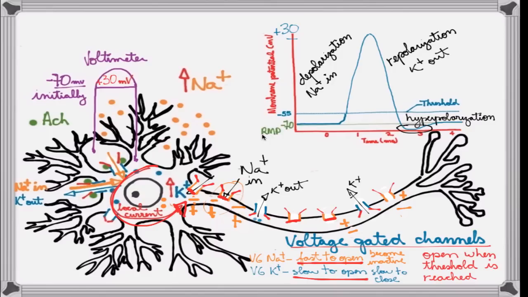And then as I have the local current reaching the hillock, the first voltage-gated channels will open. The first thing to open are the voltage-gated sodium channels. They are fast to open, but they become inactive. So you have a spike on that curve, but it reaches its plateau because they all become inactivated. And then finally, I have the repolarization of the membrane potential. So the cell goes towards its resting membrane potential, but the potassium channels are slow to close and they remain open longer than they need to. And I have the hyperpolarization of that cell. Okay, I hope that helps.